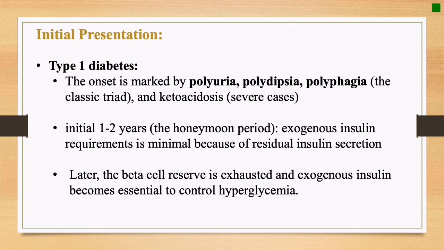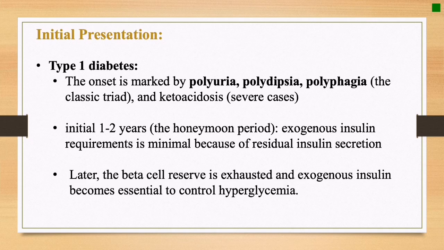Clinically, the onset of type 1 diabetes is marked by polyuria, polydipsia, and polyphagia, which are known as the classic triad of diabetes, and in severe cases, ketoacidosis can happen. All are resulting from metabolic derangements.